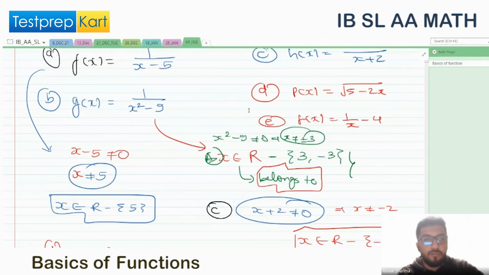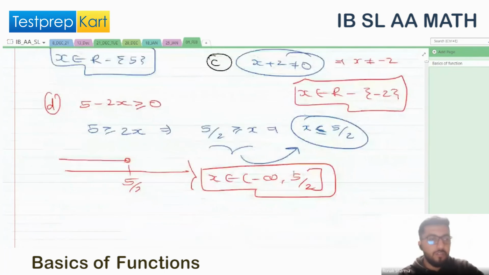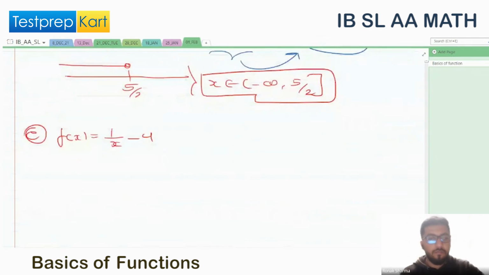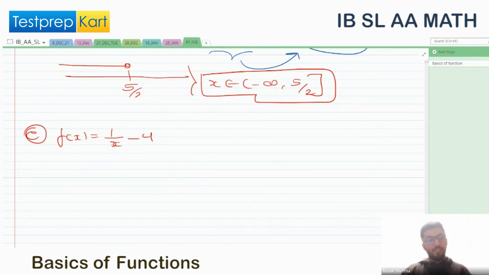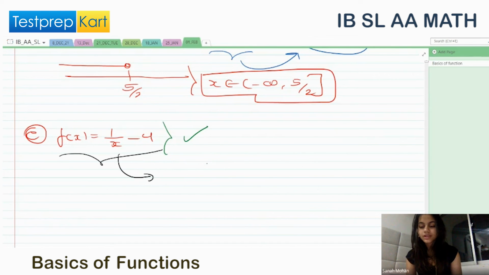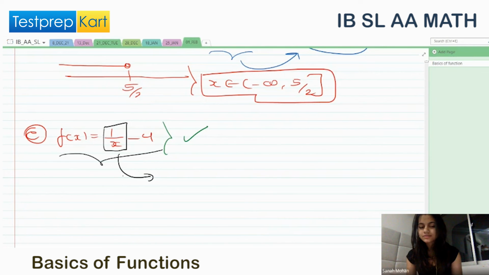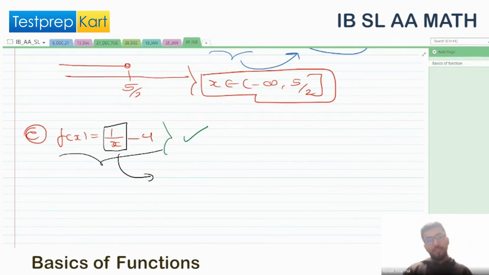Then the last question, E: f(x) equals 1 by x minus 4. Tell me what will be the domain. Come on, this question is way too easy. Just think of what value of x can make the function not defined. Negative 4? No. What is in the denominator? x. So what value?